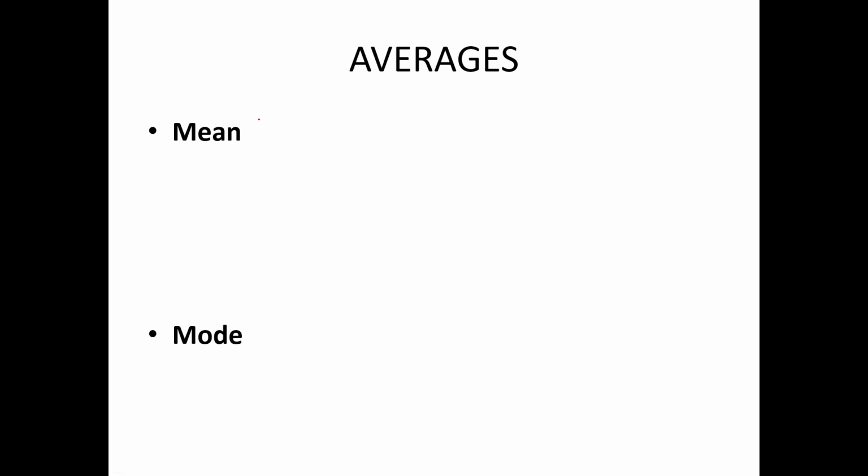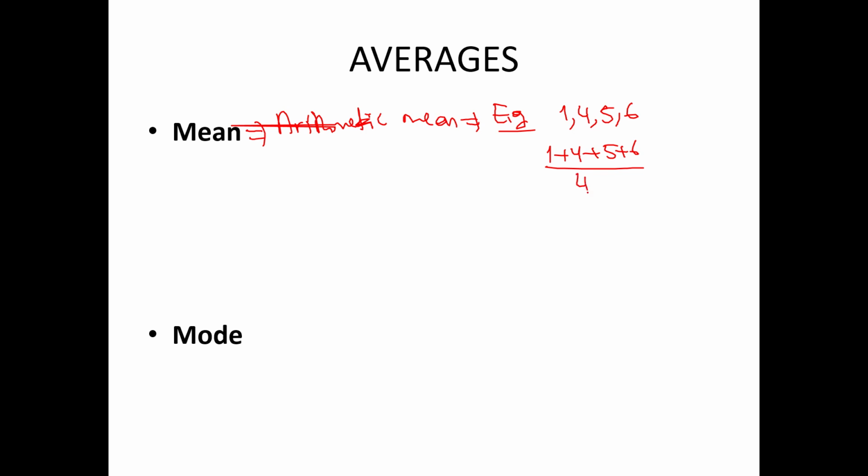The first thing is the mean. The mean is, from high school, the arithmetic mean. You just add the numbers and divide by the count of them. Let me give you one example, then I will put the formula here. You have 1, 4, 5, and 6. You add them, 1 plus 4 plus 5 plus 6, and then divide by the count of them, which is 4. So 5, 11, 16 divided by 4 is 4.